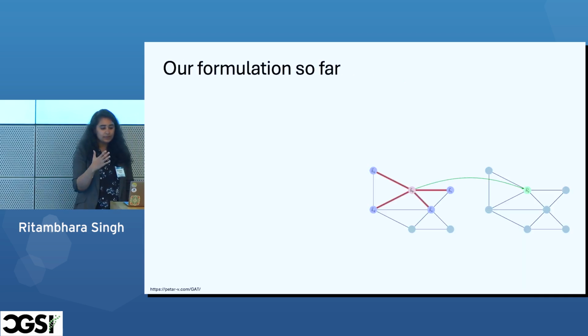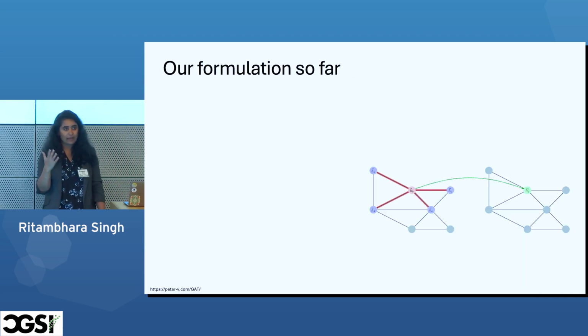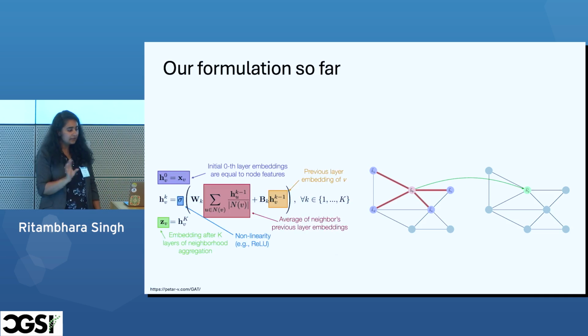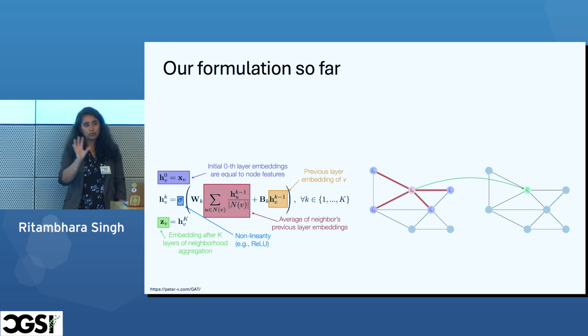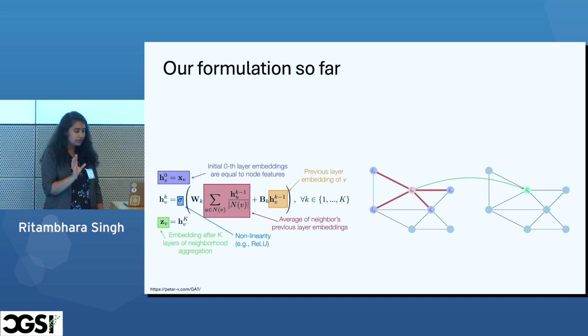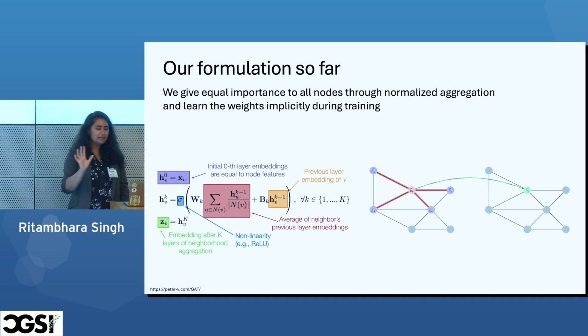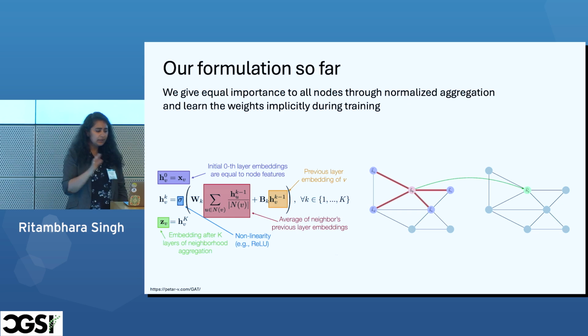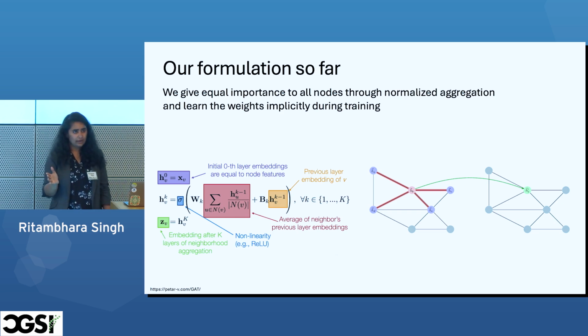They basically use the attention framework that you may have heard of for transformers. So what are we doing so far? So far, we had this GraphSAGE formulation that was doing this kind of neighborhood aggregation step on the nodes. And so basically, we are giving equal weightage to all the nodes. All the weights and biases we are learning are learned implicitly during training.